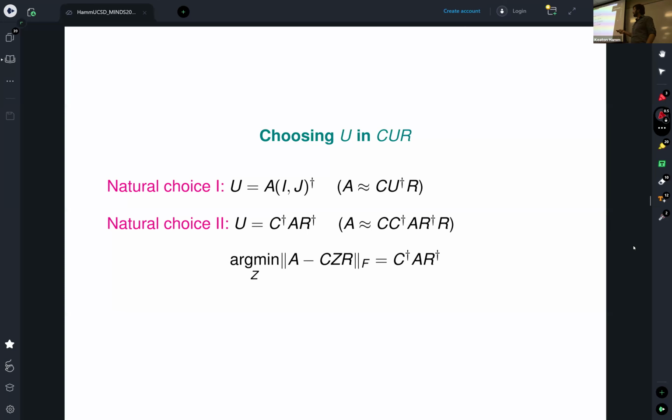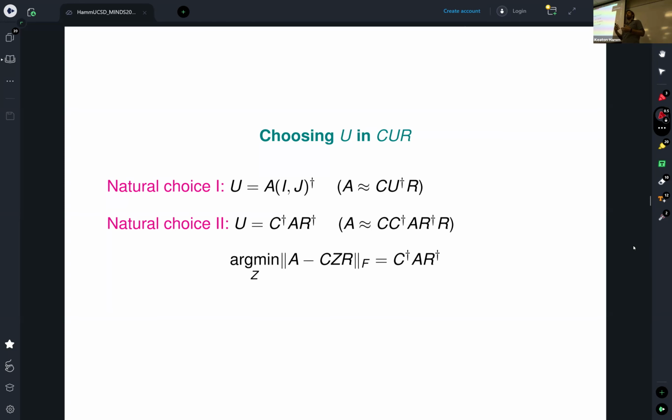The other natural one, for two reasons, is to take the middle matrix to be this seemingly complicated thing where I have the pseudo-inverse of the column and row submatrices on the left or right of A. The reason this is natural is then my approximation looks like this. And that's natural for two reasons. One, what I'm actually doing is, this C times its pseudo-inverse is the orthogonal projection operator onto the column space spanned by C. And so I'm saying, well, I'll take my matrix A, project it onto the span of the few columns I chose. So if I did a good job, then that's going to be a good projection. And then I do the same thing on the right-hand side.